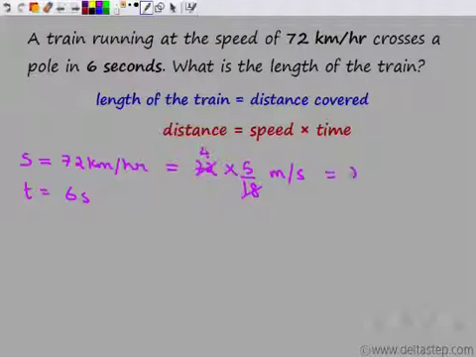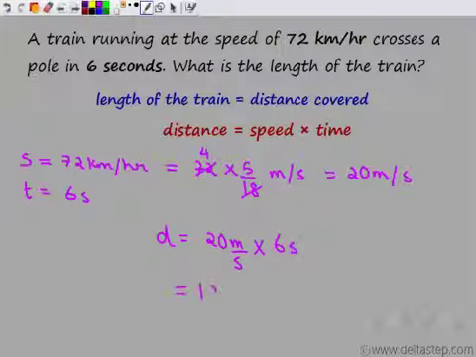Which gives me 20 meters per second. So I get the speed as 20 meters per second. The time is 6 seconds. Now I can find the distance. So distance D would be equal to speed, which is 20 meters per second, into time, which is 6 seconds. So we get distance as 120 meters. The distance covered is 120 meters. So the length of the train would be equal to the distance covered. Hence the length of the train would be equal to 120 meters.